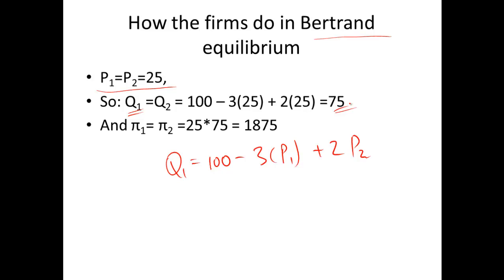How about profit? Profit is the same as revenue here because there are no costs. So we've got a price of 25 times a quantity of 75, equals a revenue and profit in this instance of 1875. So each of the firms earns 1875 in profit.